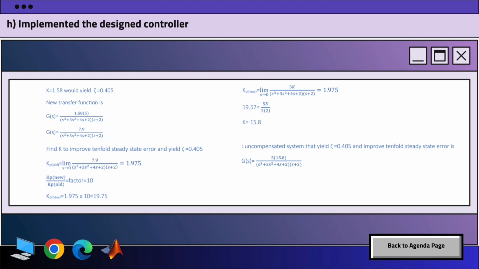after that we will need to find new gain to improve the tenfold steady state error and get a damping ratio of 0.405 by using the K_p. Then since the system needs to improve tenfold, the K_p will be factorized by 10, and then we will find the new K_p value. The new K_p value will then be implemented in the G(s).